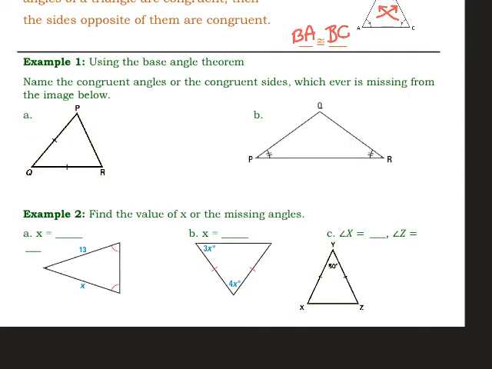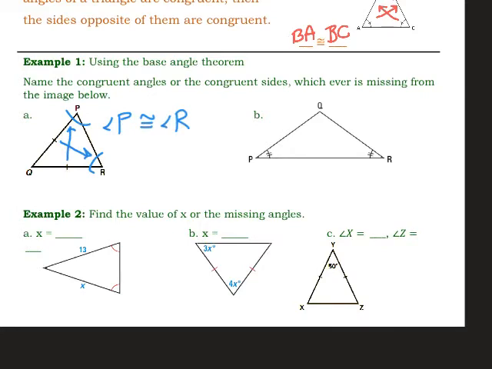All right, in example 1 we're going to identify the congruent sides or the congruent angles depending on what is given. So here we have two equal sides. We're going to go opposite of them, okay? Opposite of this side is angle P. Opposite of this side is angle R. So I can say angle P is congruent to angle R.